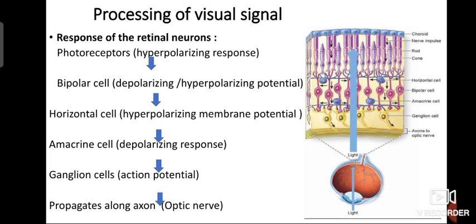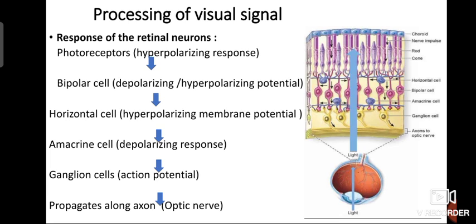So the direction of light goes from the lens to the retina, and these are the layers of the retina. As we zoom in on this part of the retina, the light first goes through the ganglion cell, then the bipolar cell, and then the photoreceptors. But the visual signals are processed in the opposite direction.